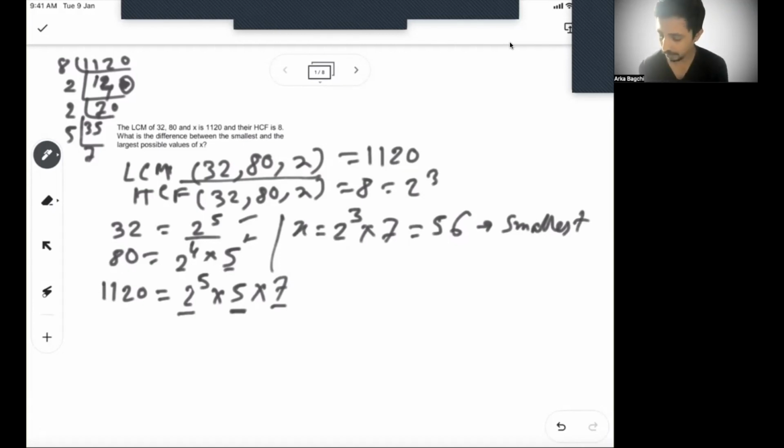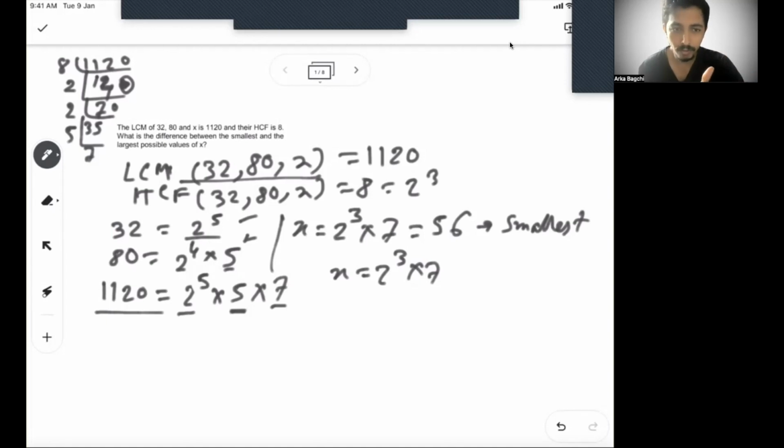And what is the other value of x possible? x will have 2 cube and 7 for sure. x cannot have more than 2 cube for satisfying the HCF, and x has to have 7 only. Higher powers of 7 are also not possible, because then 1120 would have a higher power of 7, since we know the LCM takes all the values present in any one of them and takes the highest power of that variable in any one of them.